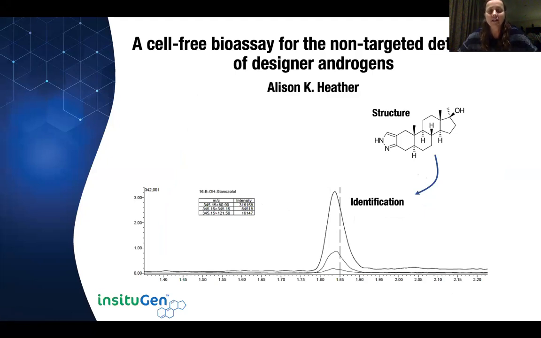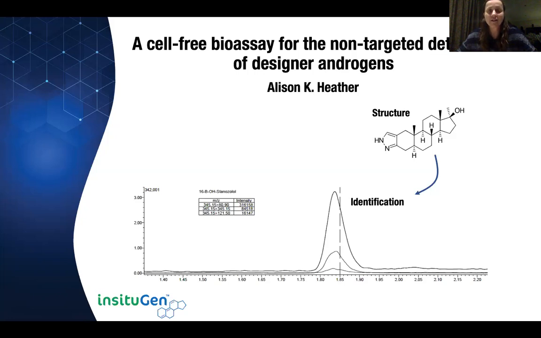Now, the problem arises for designer steroids, for which there is no known structure, and therefore the identification may not be so easy to obtain. At present, if designer steroids are thought to be in a sample, a complex and expensive suite of analytical testing is performed. Such testing doesn't lend itself to high throughput analysis for biological passport samples or even race day samples.